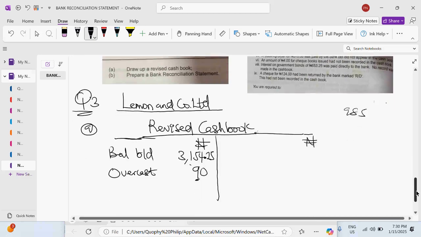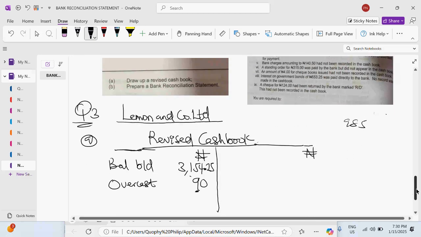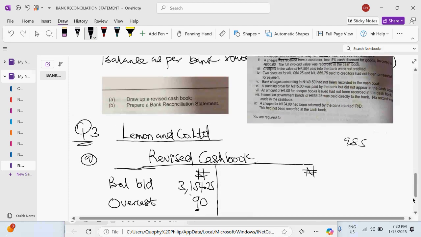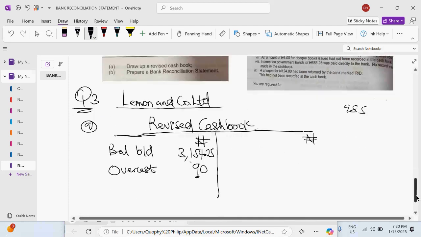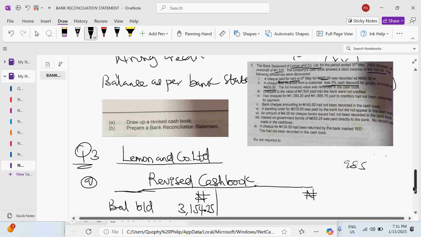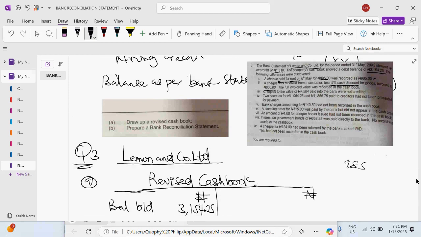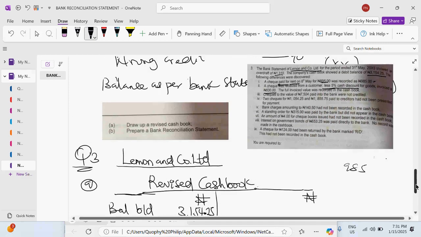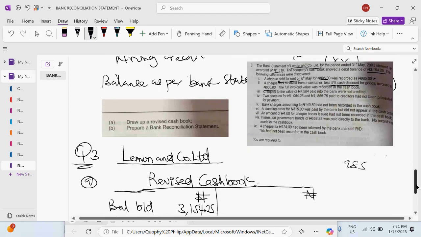That is how much? 30. 30, right? So that is 30. So why did they record the full amount? They should have recorded 570. Yes, 570. But they recorded the whole 600. Why do you think they would record the 600? Where would they record the 600?